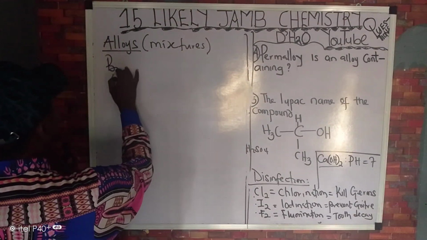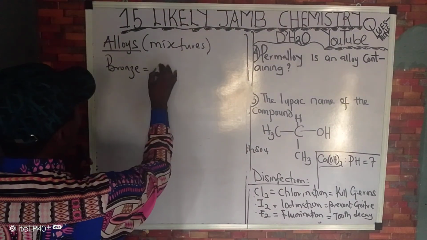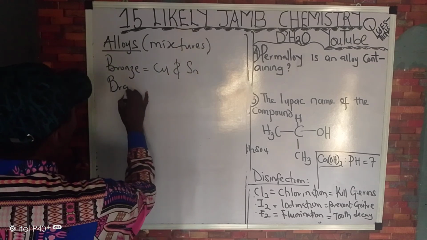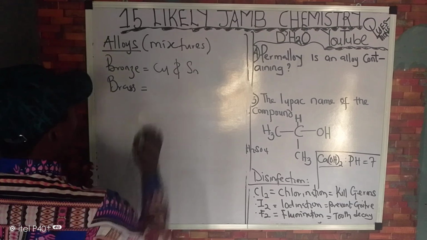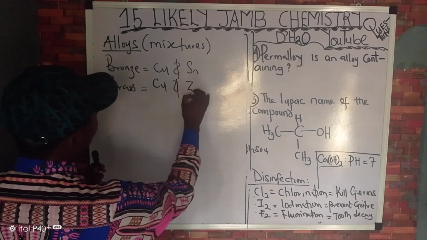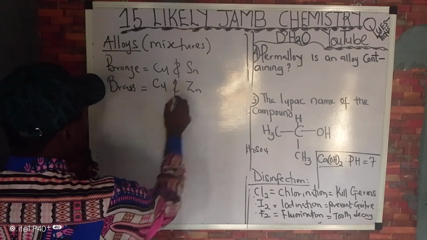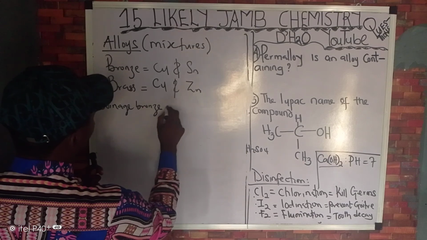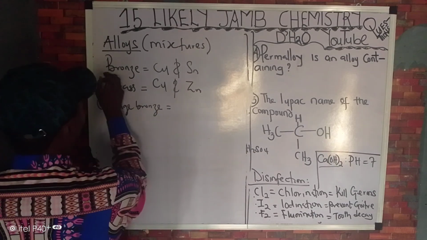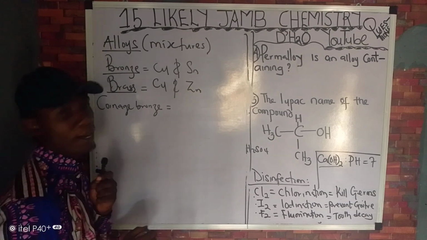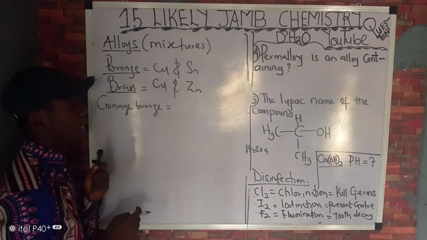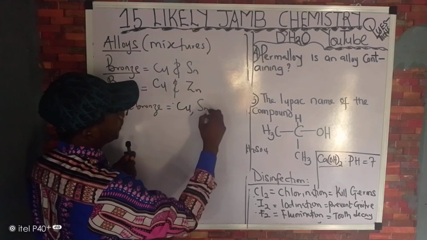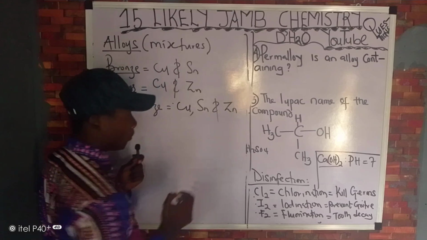Remember, we have bronze. Bronze is an alloy containing copper and tin. We have brass. What is brass? Brass is an alloy containing copper and zinc. We have what we call coinage bronze. Coinage bronze is a mixture of your bronze and your brass. Just imagine you mix your bronze and your brass together. What will be the elements that will be present? Copper will be there, tin will be there, and finally zinc will be there.